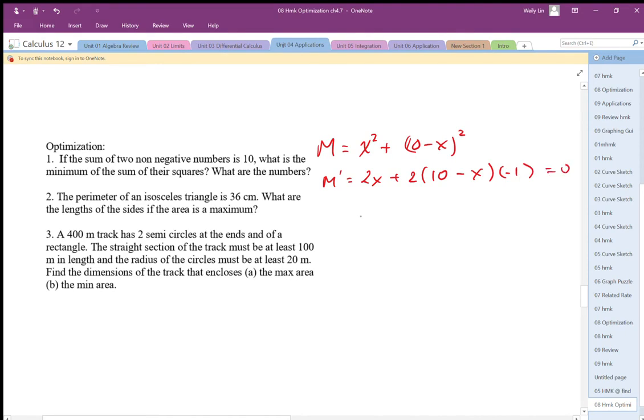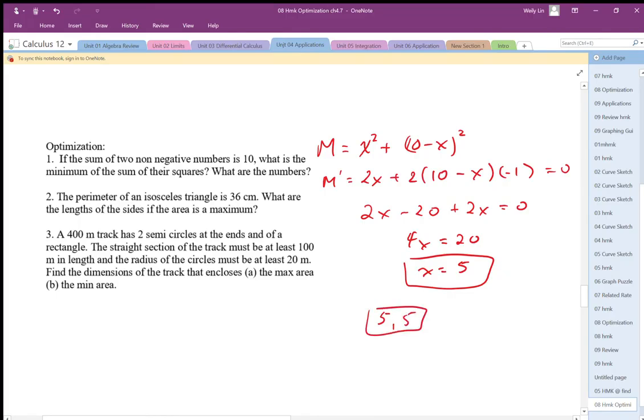Okay, just cleaning this up a bit. 2x plus 20 minus, oops, it's going to be minus 20 plus 2x equals 0. So 4x equals 20. X equals 5. Okay, so the first number is 5. The second number must also be 5. So the two numbers are 5 and 5. Those two numbers will minimize the sum of the squares.